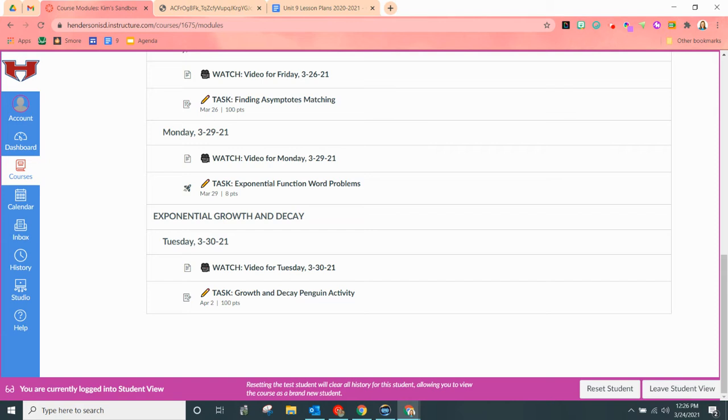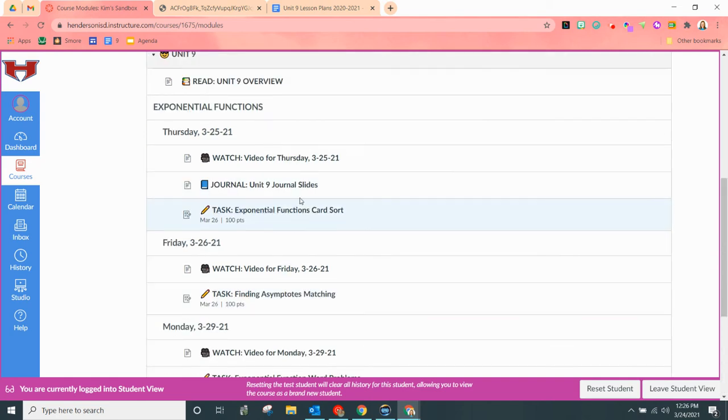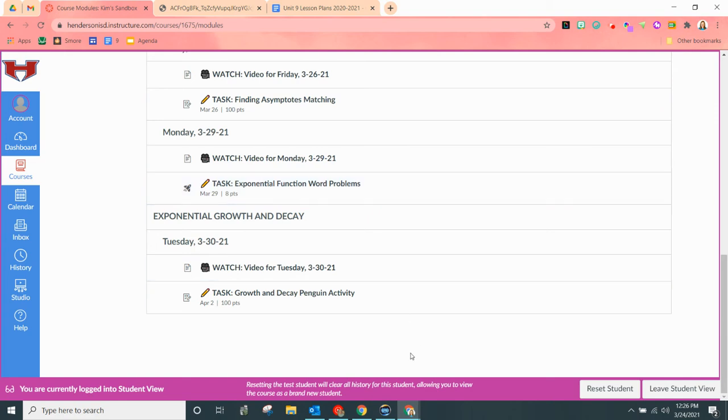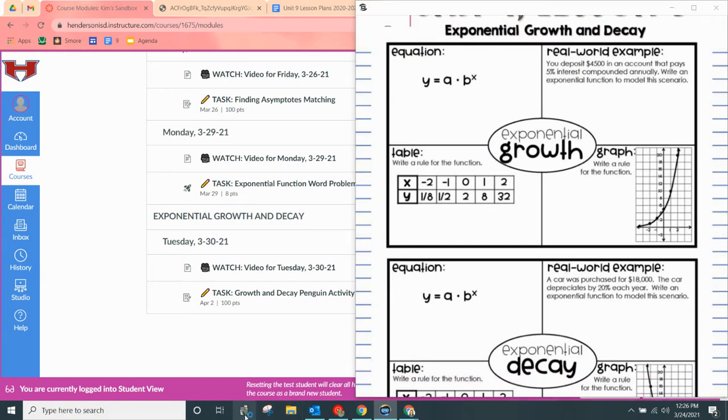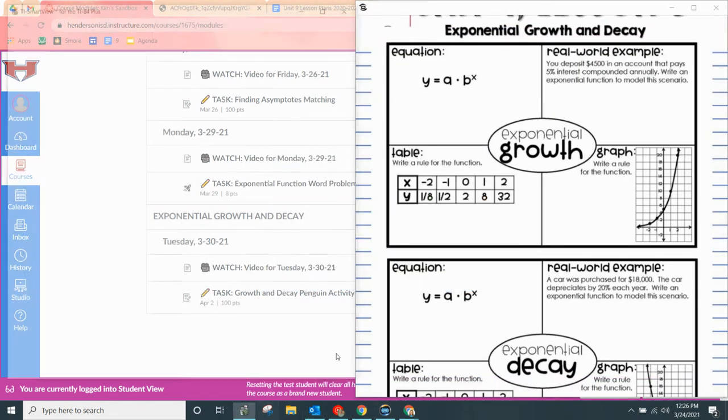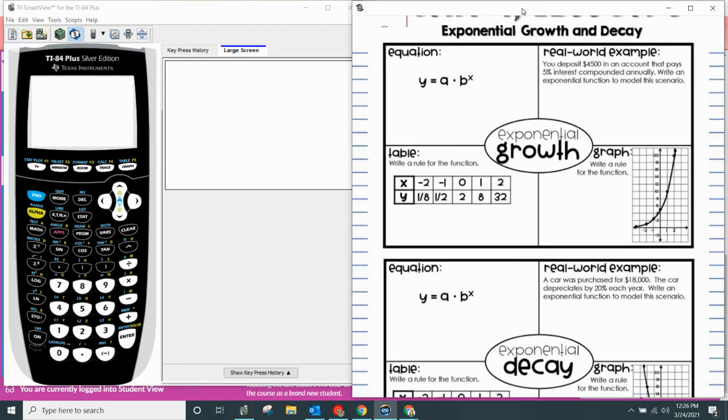Okay, so we're going to start with some notes. And if you didn't grab the notes earlier in the week, here they are. This is what I'm working off of, the notes in this file. I'm going to bring them up over here. Might need the calculator, so let me bring that up too. Okay, so here we go.